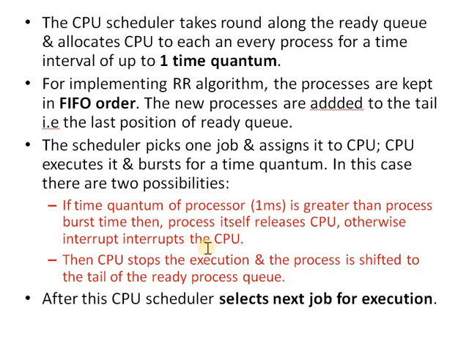If the time quantum is greater than the CPU burst time, then the process itself releases the CPU after its execution. But in the second case, the CPU stops the execution and the process is shifted to the tail of the ready queue. After this, the scheduler selects the next job for execution.